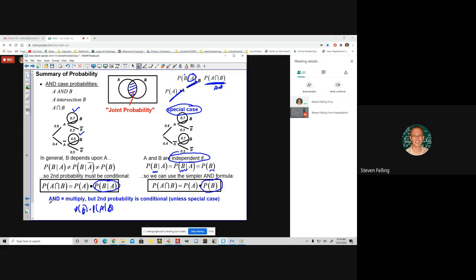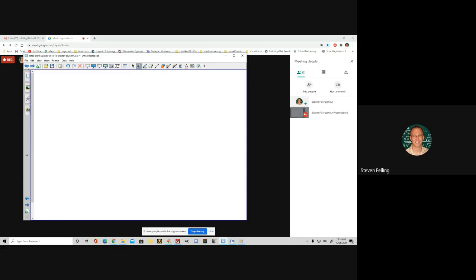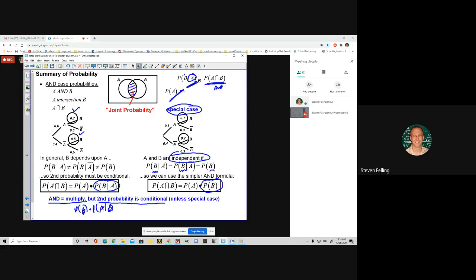Okay, so AND is multiply, but the catch is you have to remember the second probability is conditional unless it's the special case. All right, and that's pretty much it. Those 5 things: AND, OR rules, their special cases, and conditional probability, you can solve any probability problem.